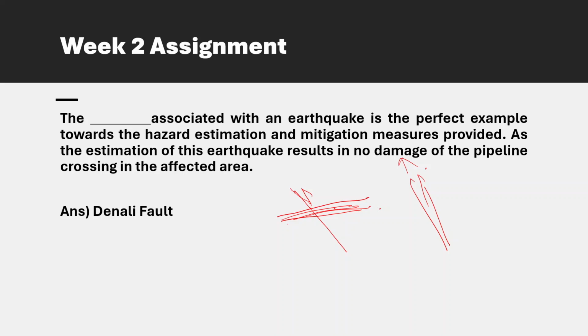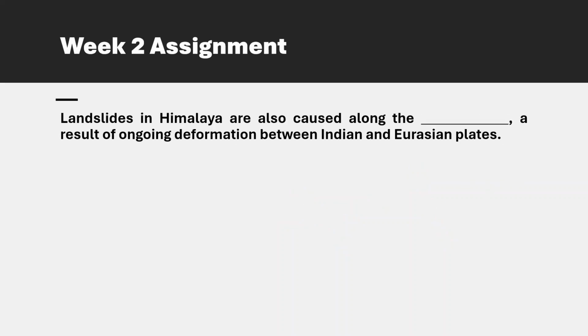Of course, there are multiple earthquakes happening all over the place, but why this particular one was pointed out was because of this. So remember, this is the Denali fault. Landslides in Himalaya are also caused along the dash, a result of ongoing deformation between Indian and Eurasian plates.